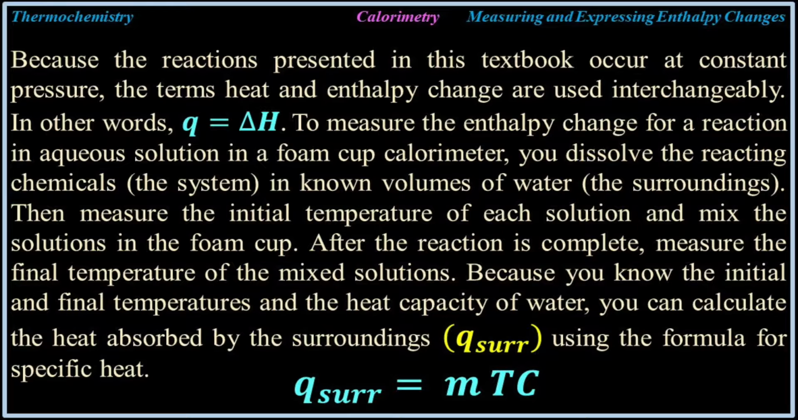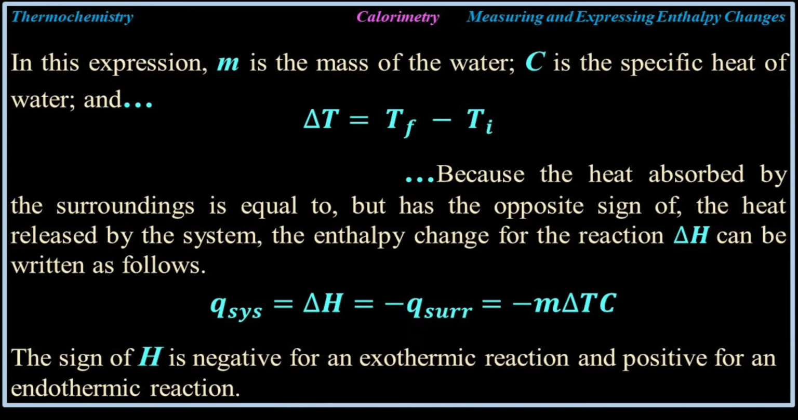Q surroundings equals m C delta T. That's the heat of the surroundings equals the mass times the temperature change times the specific heat capacity. In this expression, m is the mass of the water, C is the specific heat of water, and delta T equals T_f minus T_i, because the heat absorbed by the surroundings is equal to, but has the opposite sign of, the heat released by the system.